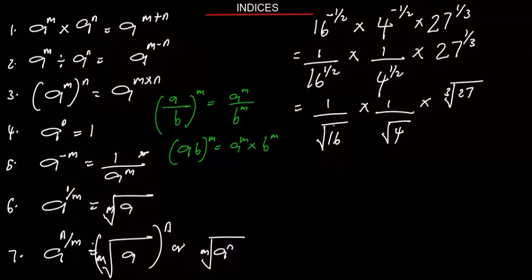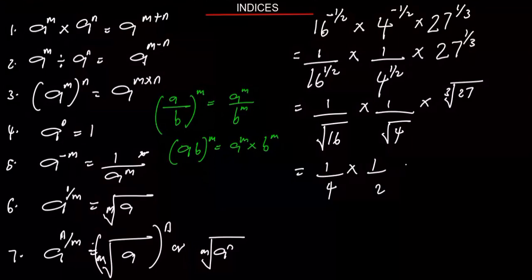We've discussed that earlier. So what I have here is 1 over, what's the square root of 16? That's 4. Times, what's the square root of 4? That's 2. What's the cube root of 27? What do we multiply 3 times to give 27? That is 3. So 1 times 3 times 3 gives 3, and 4 times 2 gives 8. My answer is 3 over 8. It is very simple. Next question.